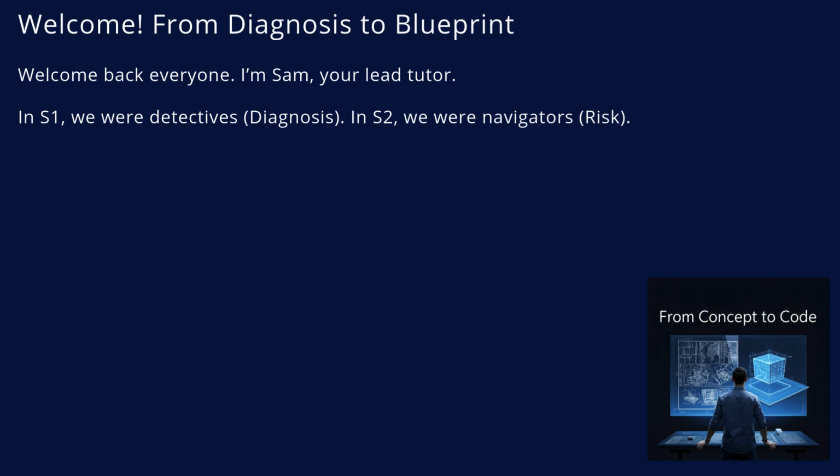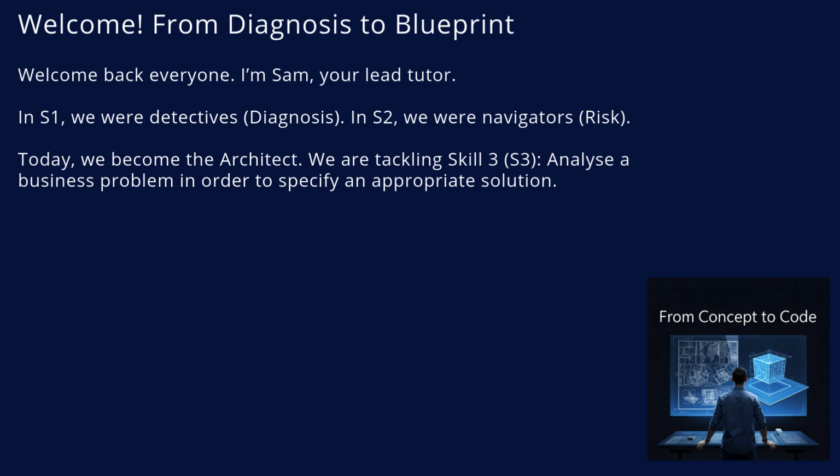We are building a narrative here. In S1, we learned to be detectives, analyzing the root cause of a problem. In S2, we acted as navigators, plotting a course through risks. Today, we shift roles entirely. We become the architect. We are tackling Skill 3, or S3: analyze a business problem in order to specify an appropriate digital and technology solution.